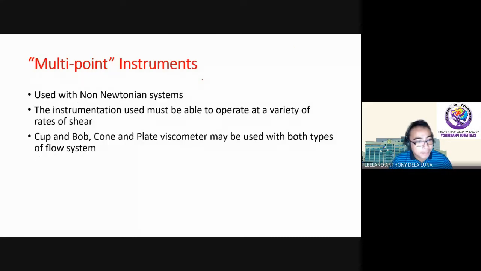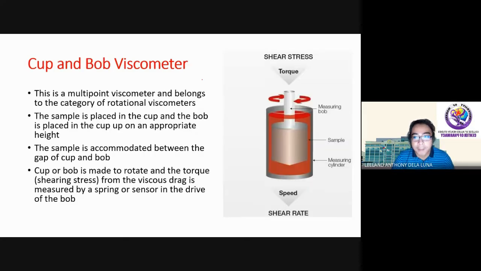Now, what about multi-point instruments? These are used with non-Newtonian systems, and can also be used with Newtonian systems. The instrumentation used must be able to operate at a variety of rates of shear. Usually we can use a cup and bob or cone and plate viscometer, with both types of flow system. So what is that cup and bob? It is a multi-point viscometer that belongs to the category of rotational viscometers. Earlier, that was one point, up and down, the movement of our viscosity measurement. This one, class, is rotational, that is why it is multi-point. The measurement of viscosity is circular.